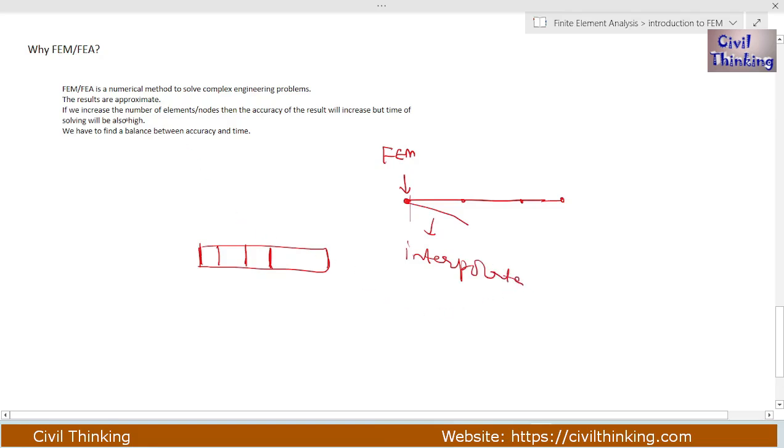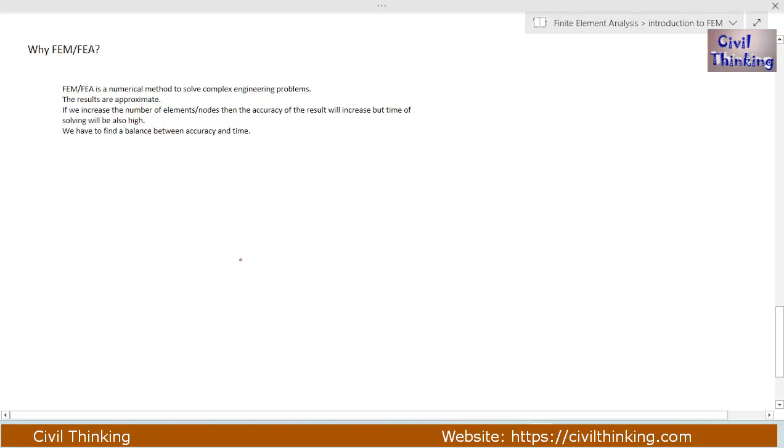Now let me prove this. If we have more elements, we will have more accuracy. Okay, let me give you an example here. Now for example, if we have a circle, okay, this is a circle, right? And analytically, what is the area of this? Area is pi times radius square, right? Or pi by 4 diameter square, right? So what will be its result? It will be 100% accurate, right?